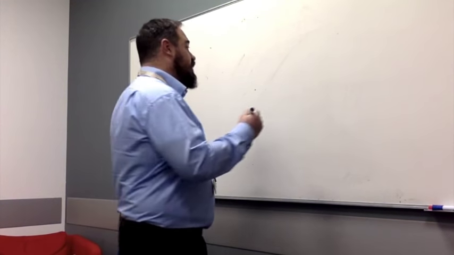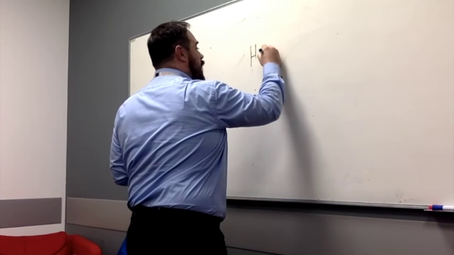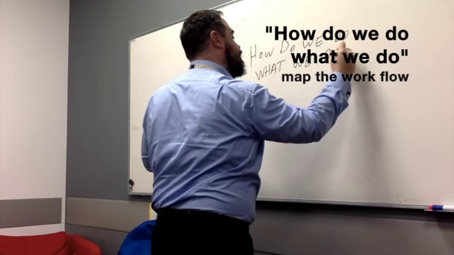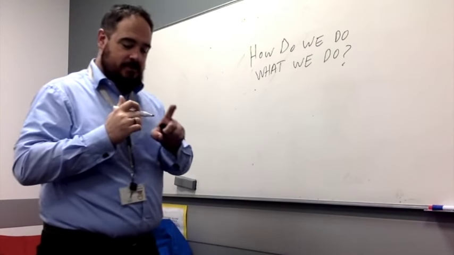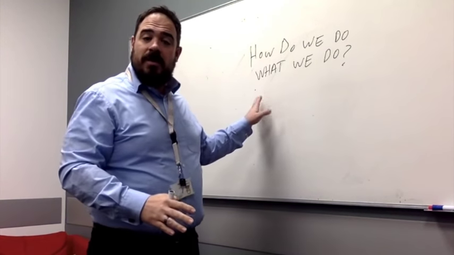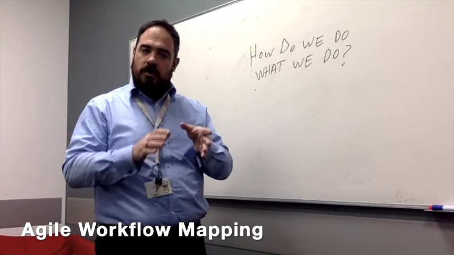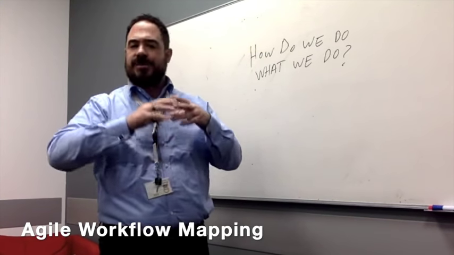So the simple question is, how do we do what we do? And this is where we map out the flow. Now, Agile's a little bit simpler. Our goal of mapping out this is not to document the flow, it's to gain a common understanding as a group of how our work gets done.